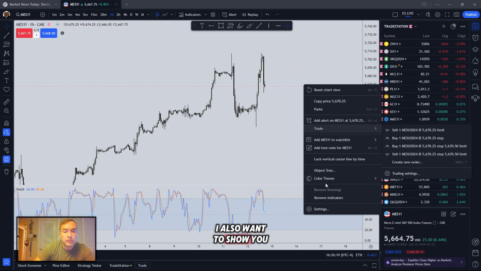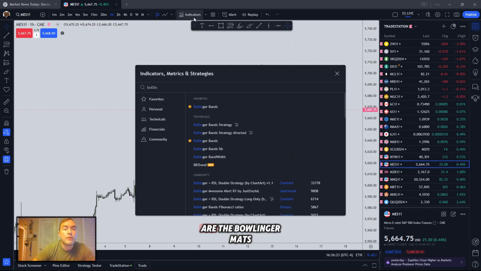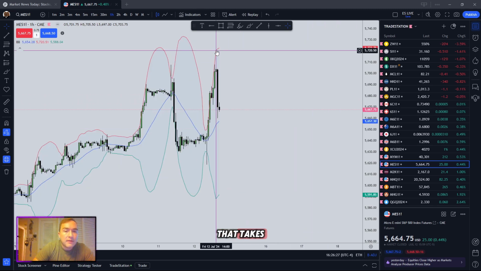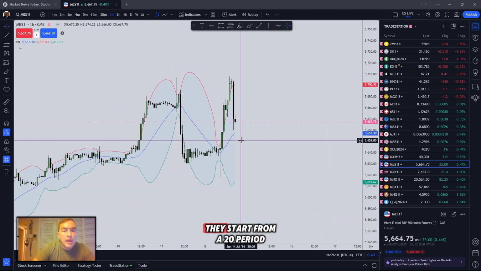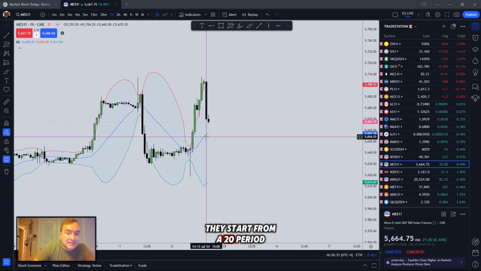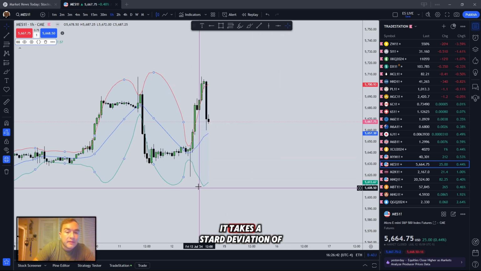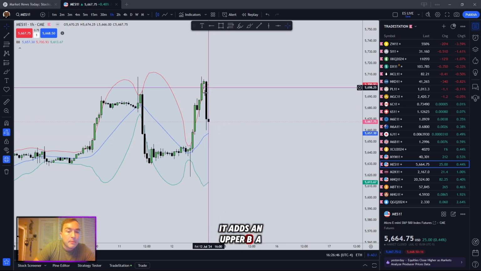I also want to show you one of my indicators that I do like to use sometimes: the Bollinger Bands. The Bollinger Bands are an indicator that take price, and they start from a 20-period simple moving average. So again, we have a length of 20, moving average type, simple moving average. And then what it does is it takes a standard deviation of that moving average, and it adds an upper band and a lower band on a standard deviation.